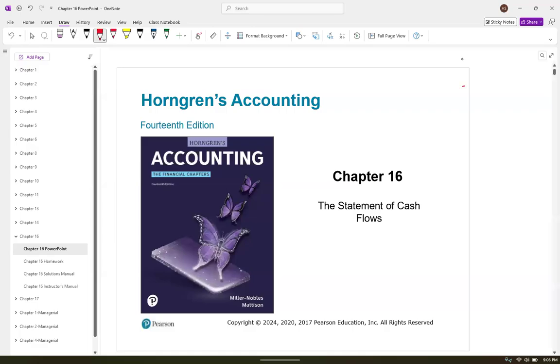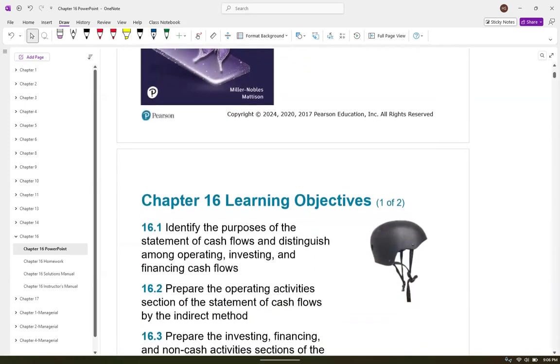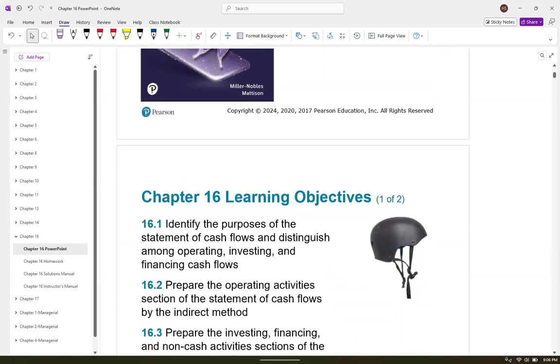All right, we're on chapter 16. We are doing statement of cash flows. So you've been hearing about statement of cash flows since Principles 1. It's not that I think they're super hard. It's just hard to learn statement of cash flows when you don't have all the prerequisite information that you need.